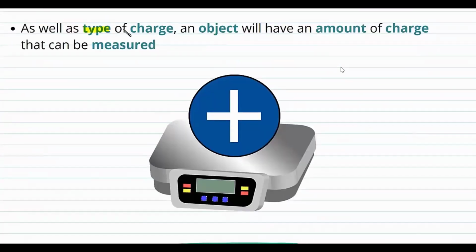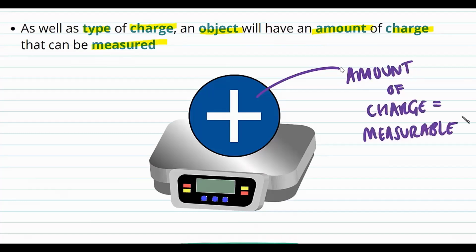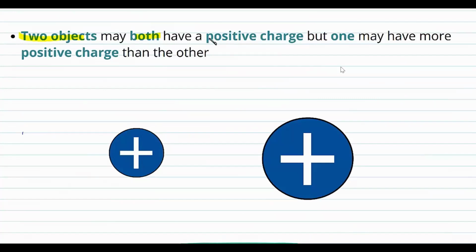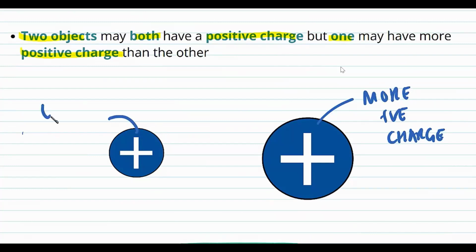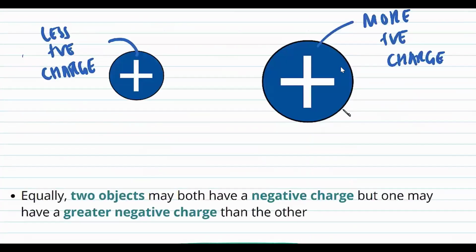As well as the type of charge, an object will have an amount of charge that can be measured. The amount of charge possessed by this object can be measured in a similar way that we can measure the mass of an object. Two objects may both have a positive charge, but one may have more positive charge than the other one. So this one on the right has more positive charge than the object on the left. And we can quantify this difference in charge by measuring it.